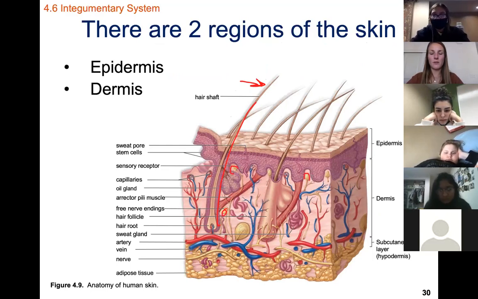You've got arteries and veins. Arteries are going to be the red color. Veins are blue or purple. You have some more nerves down here. You have some adipose tissue or fat.